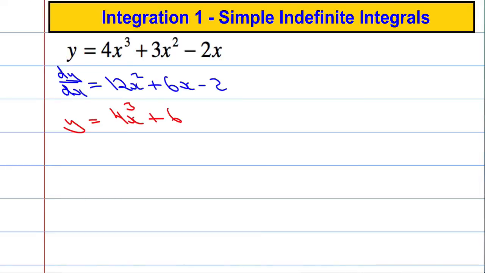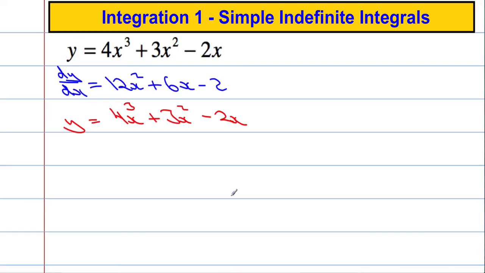4x cubed plus 3x squared minus 2x. It should take me back. If I integrate this function here, I should get back to where we started. So it's the reverse process of differentiation.